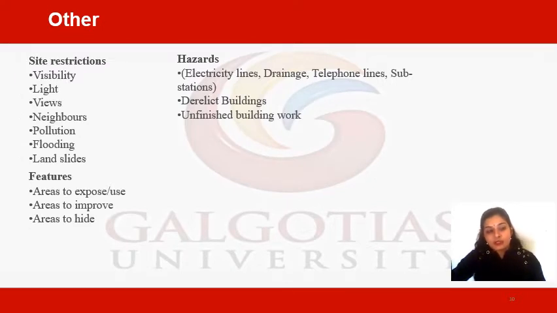Now, other things to be considered in site analysis: whether there are any restrictions on your site, visibility, light, views, neighbors, pollution, flooding, and landslides, which may or may not exist on your site. You have to identify whether hazards are there or not, and the features which you want to expose or the features you want to hide. I think we have covered almost all the aspects which we have to consider while doing site analysis.